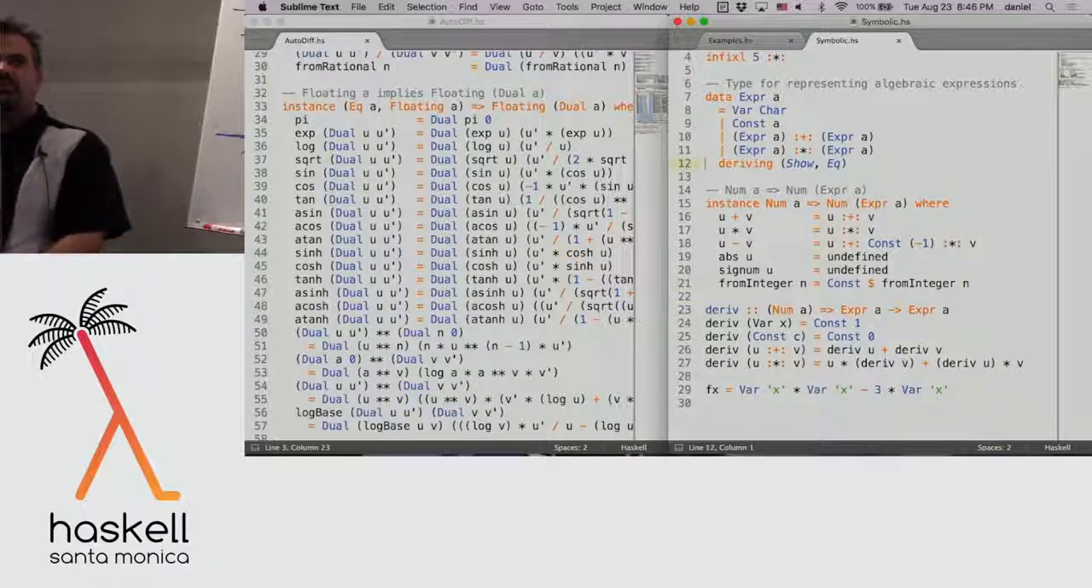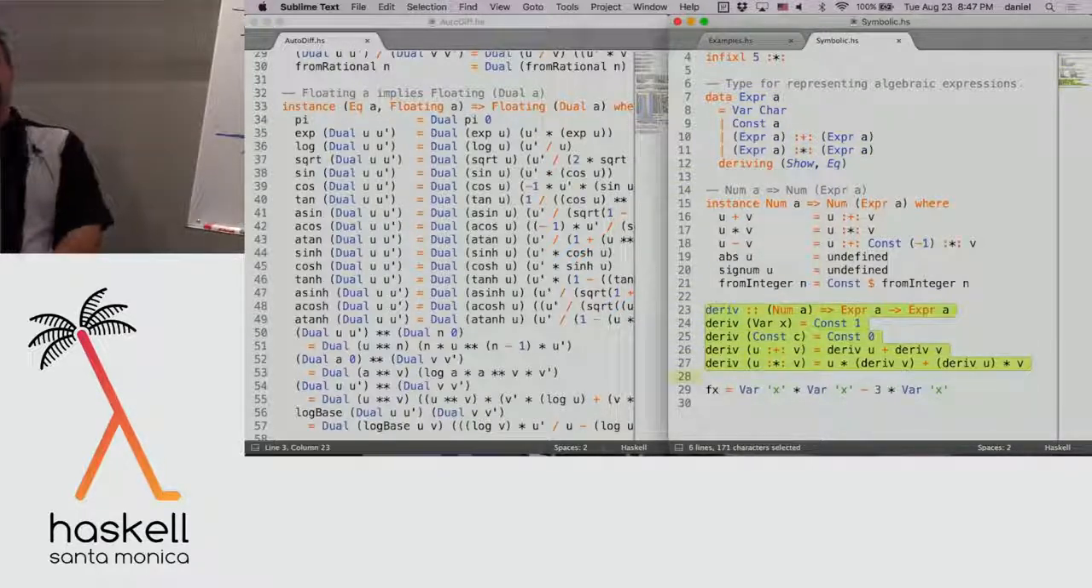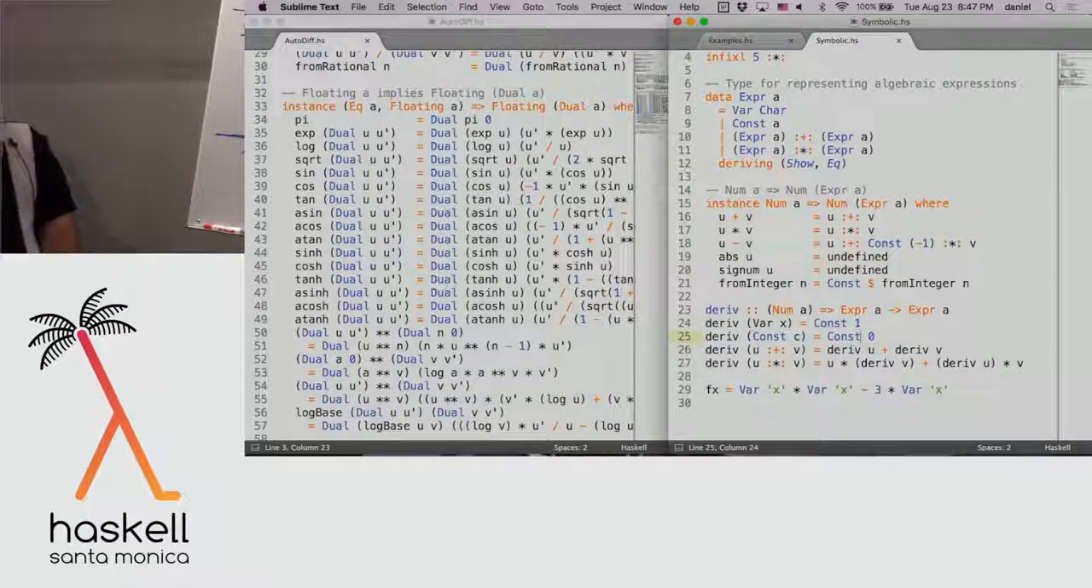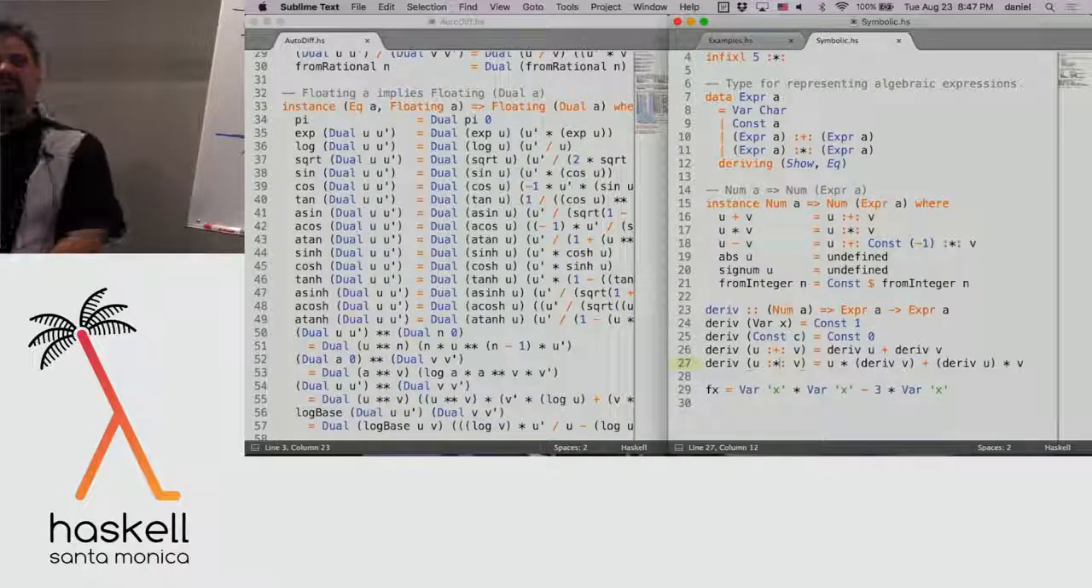The next thing I do after making a num instance, the num instance is really just to construct these things. And the actual derivative happens here in this function. So deriv takes an expr and gives you an expr. We have deriv of var x is const 1. Derivative of x is 1. Derivative of a constant is 0. Derivative of the sum of 2 expressions is the sum of their derivatives. Derivative of the product of 2 expressions is the product of their derivatives.